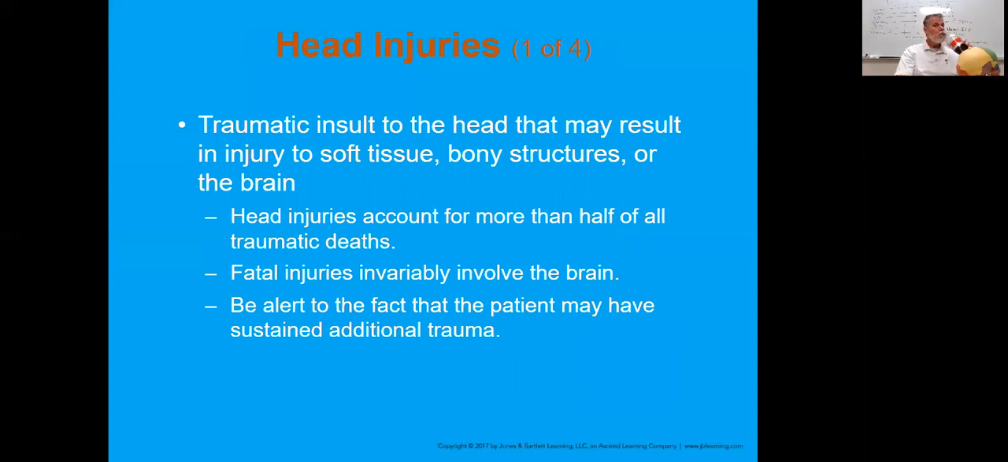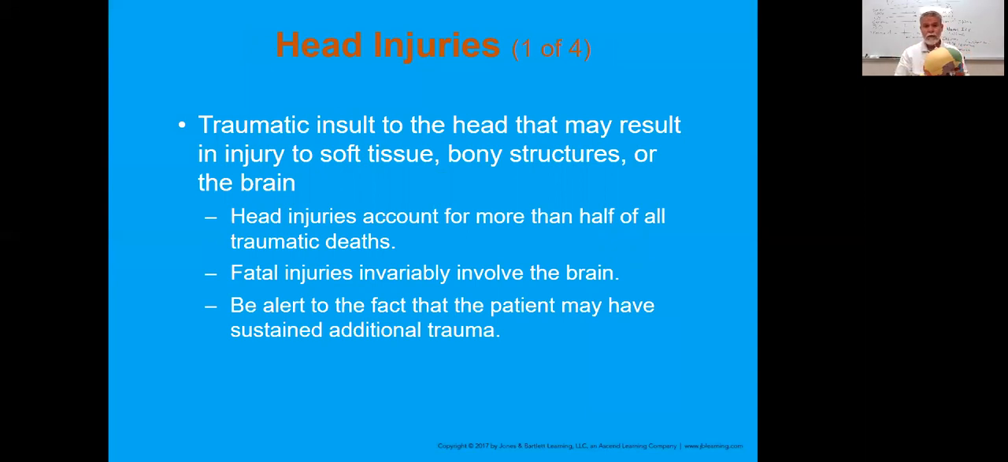So for head injuries specifically, head injuries account, again, for most of the traumatic deaths. Here we say more than half, right? That's most of them. Fatal injuries can involve the brain. Again, it could be a penetrating trauma.